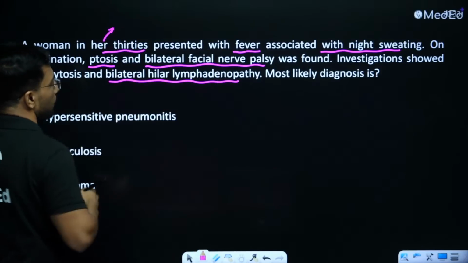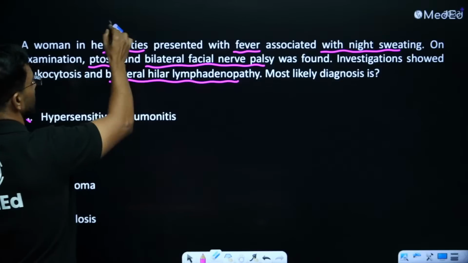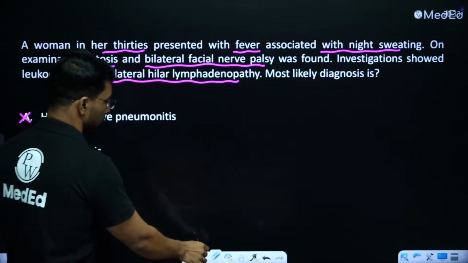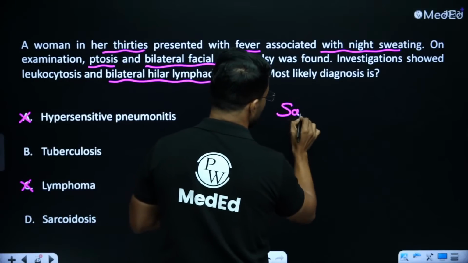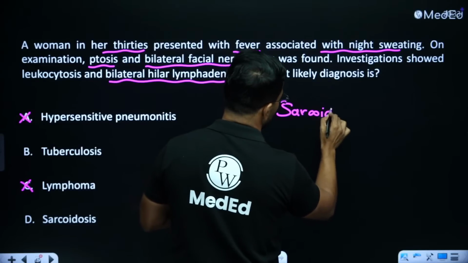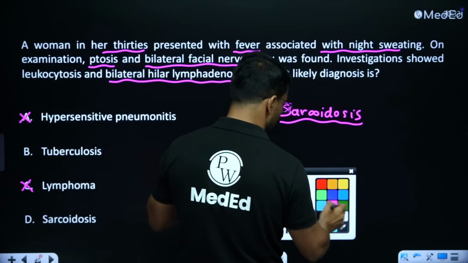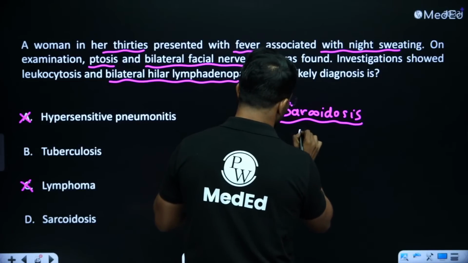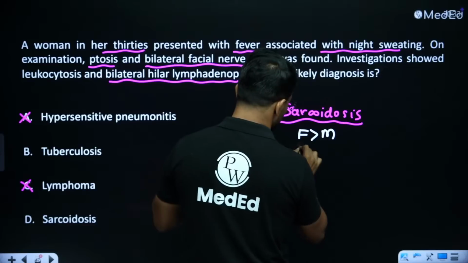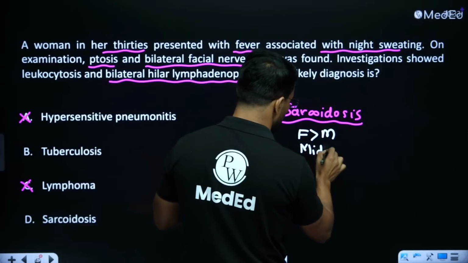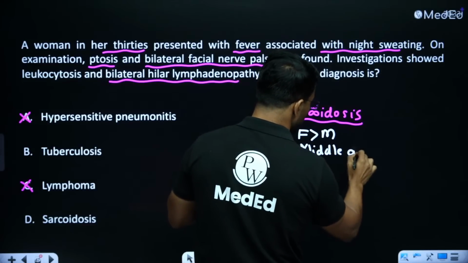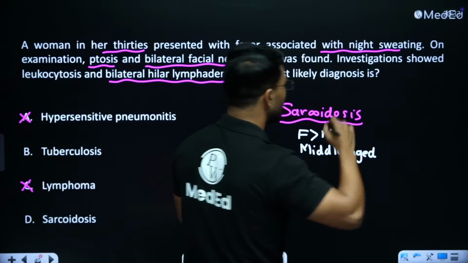Sarcoidosis is typical in middle-aged. TB has no age predilection, right? So that is one. Then sarcoidosis is more common in females. TB has no predilection. Sarcoidosis is more common in females than males. It is typically more common in middle-aged. So the demography is leaning towards sarcoidosis.